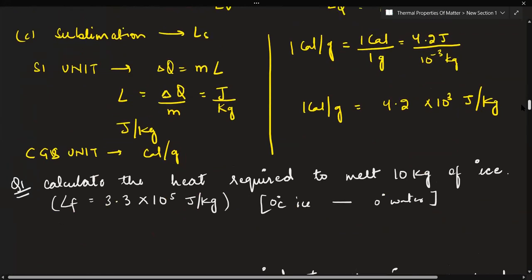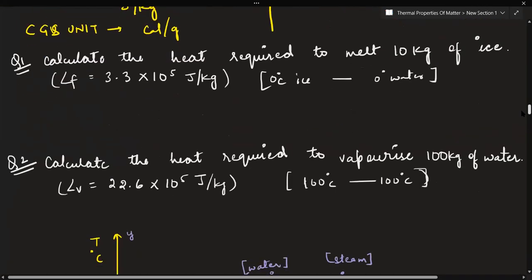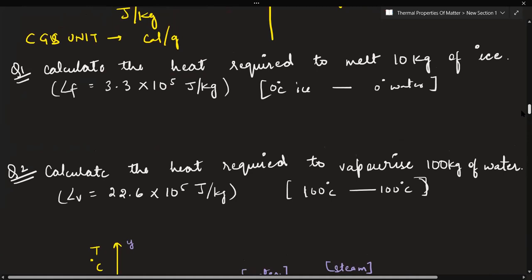Just focus on the SI unit. See, Q is equal to ML. L is what? L is the latent heat. So this will be heat per unit mass, so joules per kg, and if you write it in CGS, it will be calorie per gram. So this is the conversion. 1 calorie is 4.2 joules, 1 gram is 10 to the power minus 3 kg. So that's why I have written it this way. This is just for your knowledge, to make your calculations. Now let us see two numericals that are based on this.